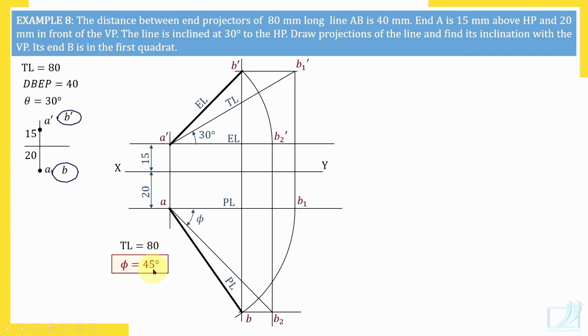You are asked to find phi. In the diagram, only these dimensions are to be inserted: 15, 20, 30 degrees. True length we always mention outside the diagram. And finally, you insert distance between end projectors.